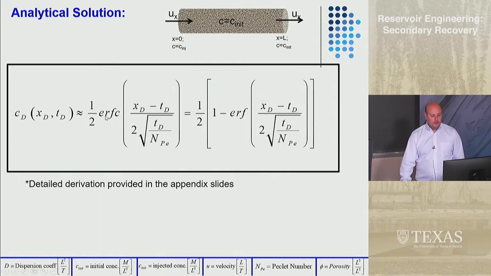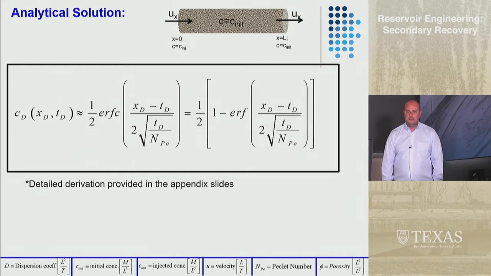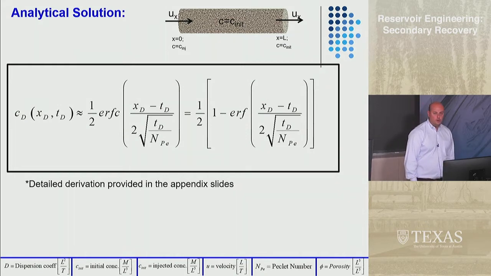This complementary error function is just 1 minus the error function. So I could have rewritten that as 1 minus erf, or the error function of that same argument there. Okay. I do have a detailed derivation of that in the appendix slides if you're interested. I'm not going to require you to know how to do that. You can solve this using Laplace transforms, and well, there's a few different ways you can solve the problem there.